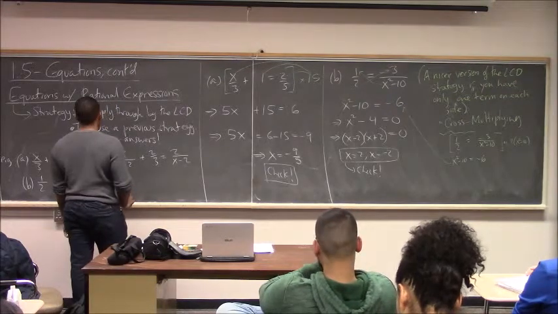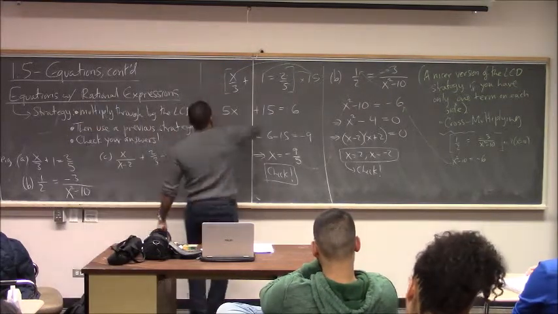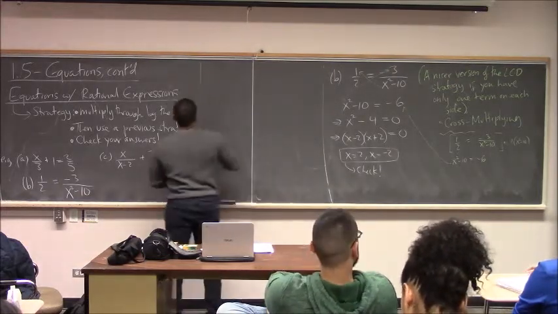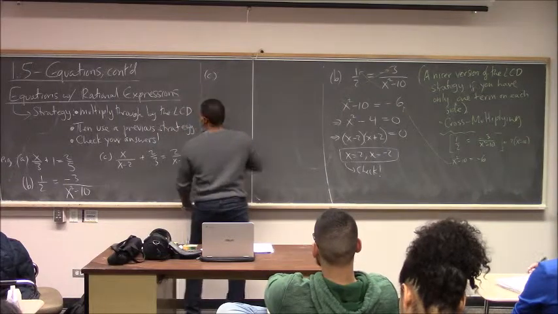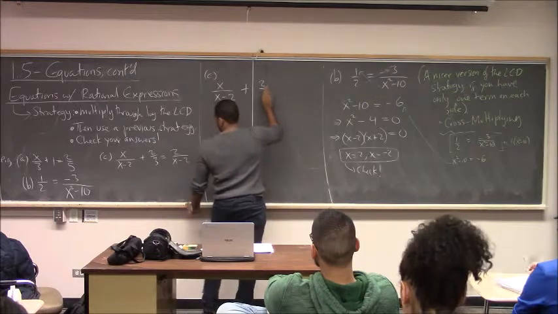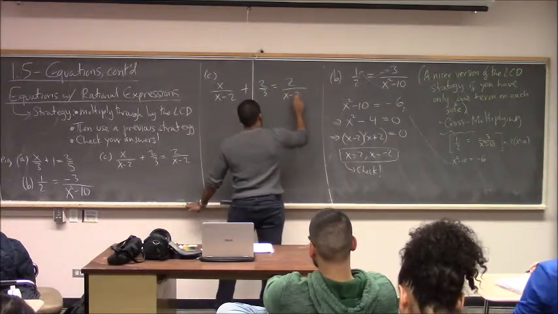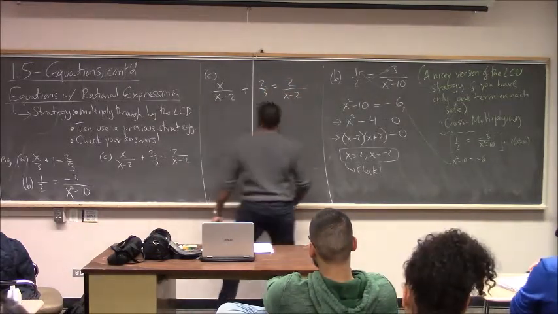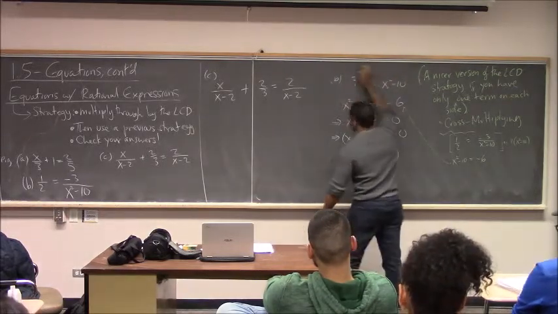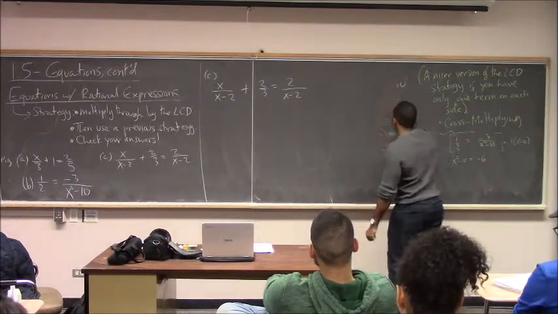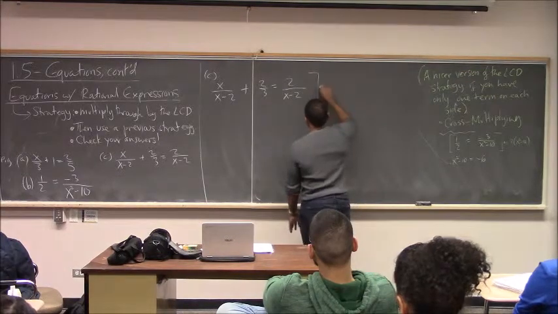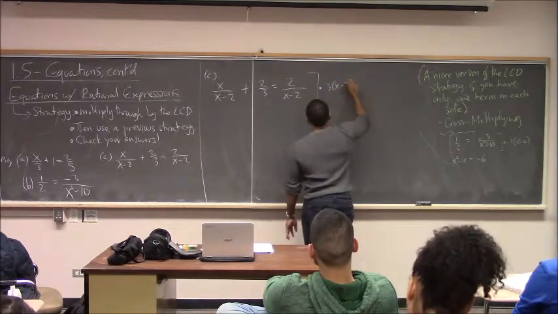Let's look at this one. Let's see. x over x minus 2 plus 2/3 over x minus 2. What is the LCD here? 3 times x minus 2. Right, 3 times x minus 2 is the LCD, so I'm going to multiply the entire equation by 3 times x minus 2.